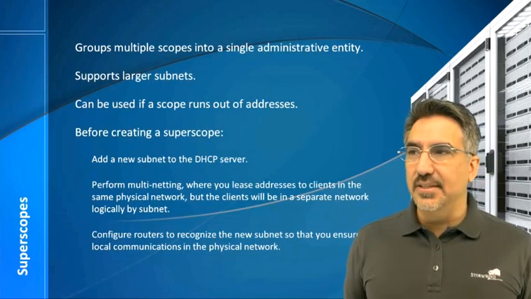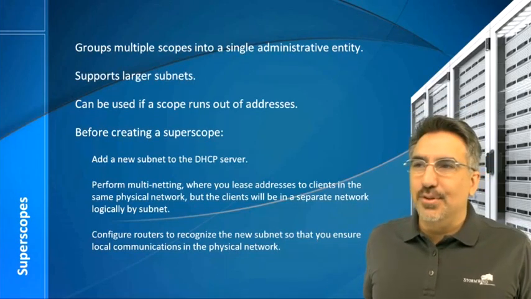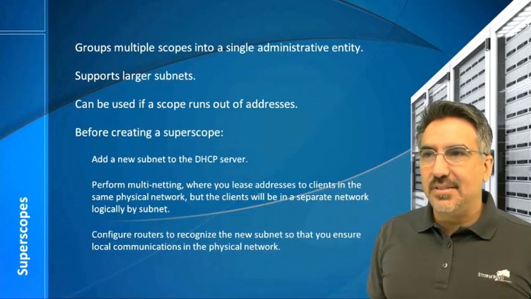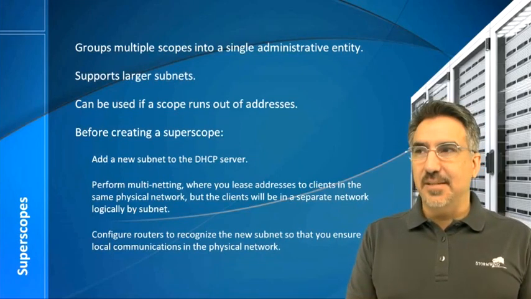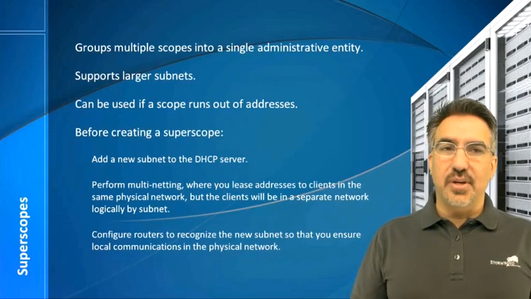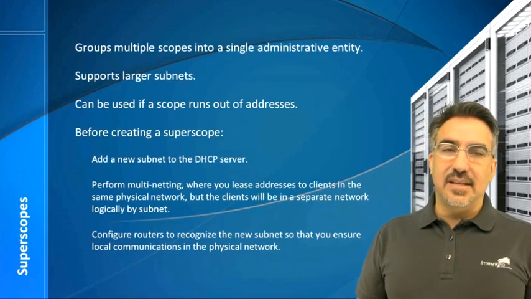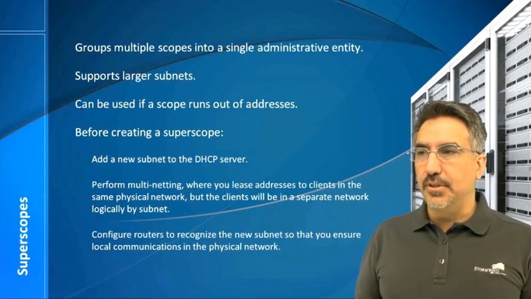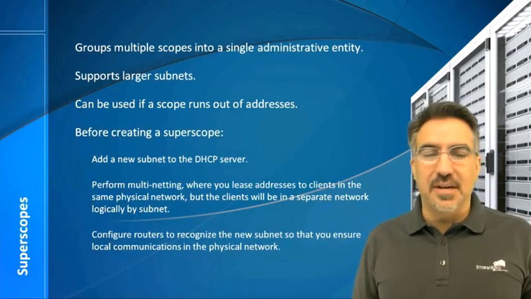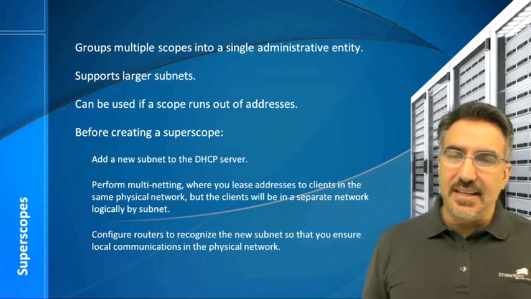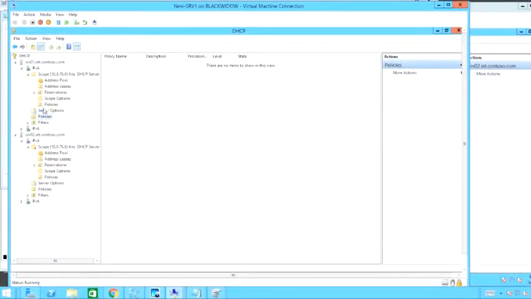There are a couple of things that we need to do. We need to add a new subnet to the DHCP server. And notice it talks about multi-netting, where you lease addresses to clients in the same physical network, but the clients will be in separate networks logically by subnet. That's the exact description of why you would need a Superscope. Make sure you configure routers to recognize the new subnet as well, especially if you're trying to get them to talk to each other. I was just trying to get them to hand out the addresses, and I needed to set up the Superscope for that to function. So let's go ahead and bounce on over to our server.